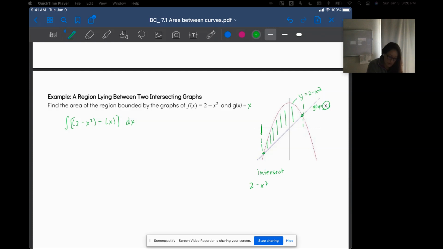So 2 minus x squared is equal to x. We solve, I'm going to get 0 on one side, so x squared plus x minus 2. So I get 0 is equal to x plus 2 times x minus 1, because this should be a minus. Go ahead and fix that for you. Then I get x is equal to -2 and x is equal to 1. So when x is equal to 1, the curves intersect, and when x is equal to -2, the curves intersect. So our bounds are from -2 to 1.